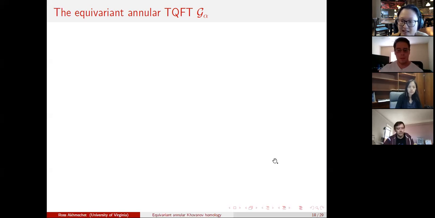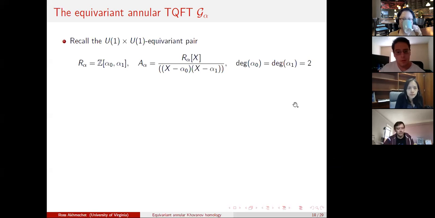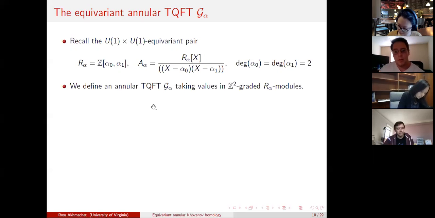Okay. Great. Carry on. So now I'm going to define the equivariant annular TQFT, and I'm going to call it G sub alpha. So here's a reminder of what these Frobenius algebras are. You have a ground ring of two-variable polynomials. Here you have the algebra where this defining relation splits, and alpha null, alpha 1 are in degree 2. So we'll define this TQFT. It's going to be bigraded as well, so this is what I mean by Z squared graded.